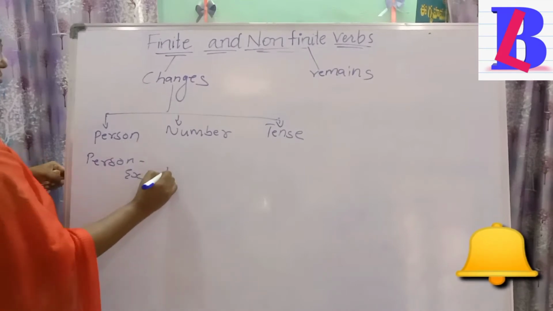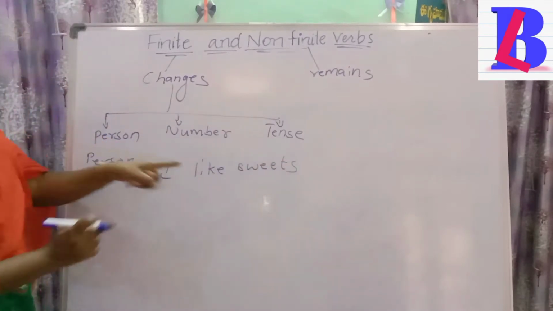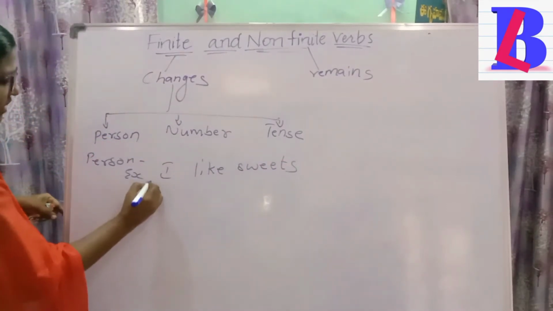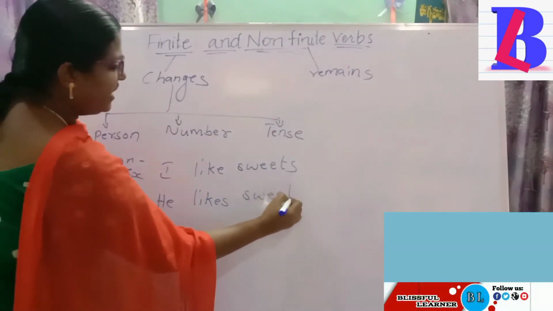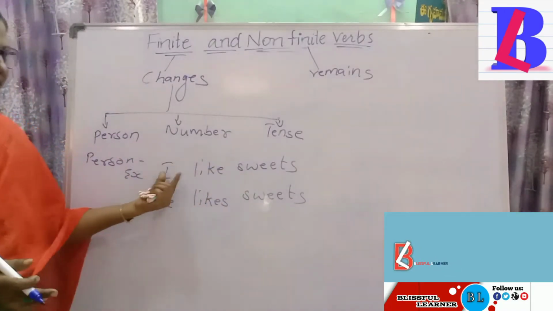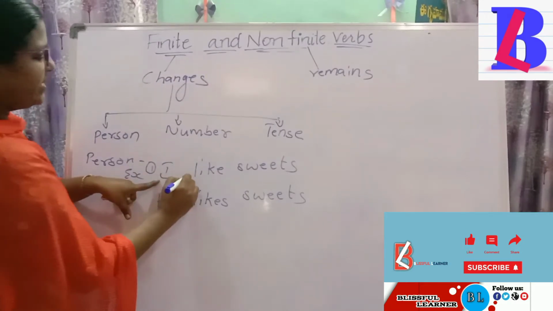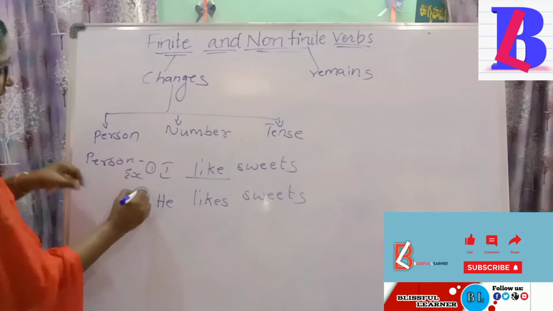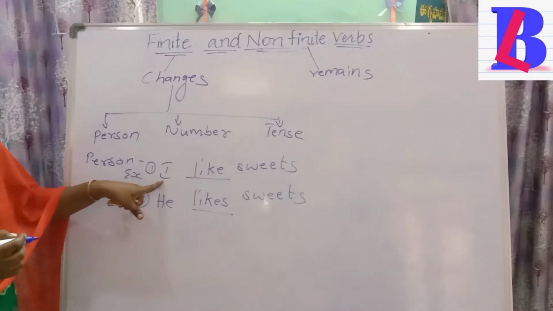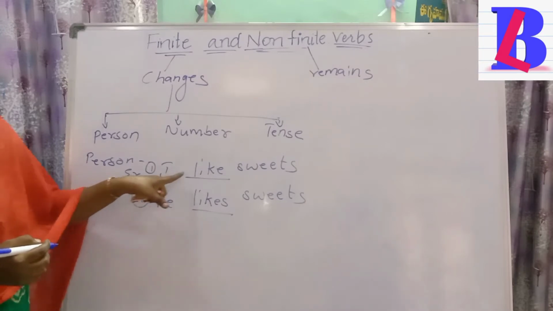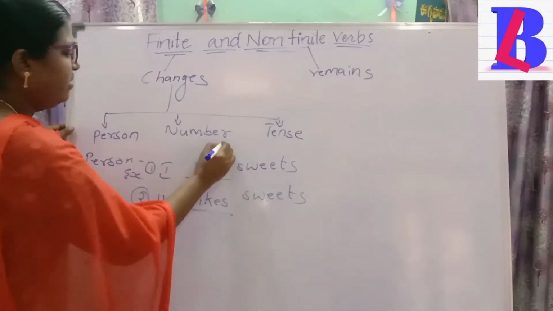Example: I like sweets. He likes sweets. When we see the two examples here, we have the verb like in the first sentence, and in the second sentence, we have the verb likes. Here, in the first sentence, I is the first person pronoun. So, I like sweets. Like is in V1 form.